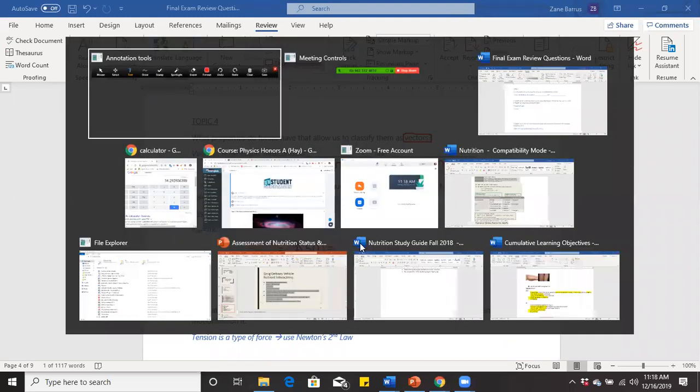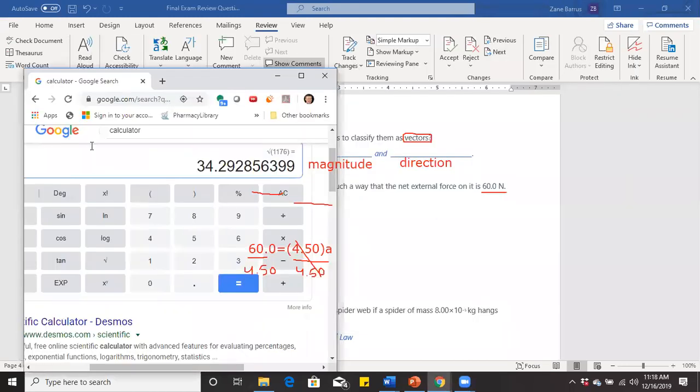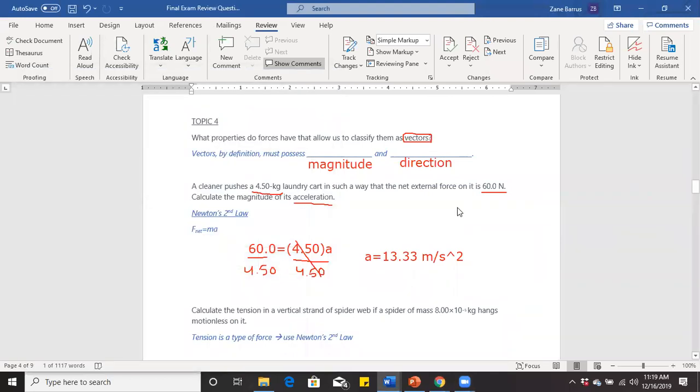So on the calculator, if I take 60 divided by 4.50, I get an acceleration of about 13.333 meters per second squared. So A equals 13.33 meters per second squared. And that's your answer. So really just a simple equation. This should be a very easy question on the test. Going on.